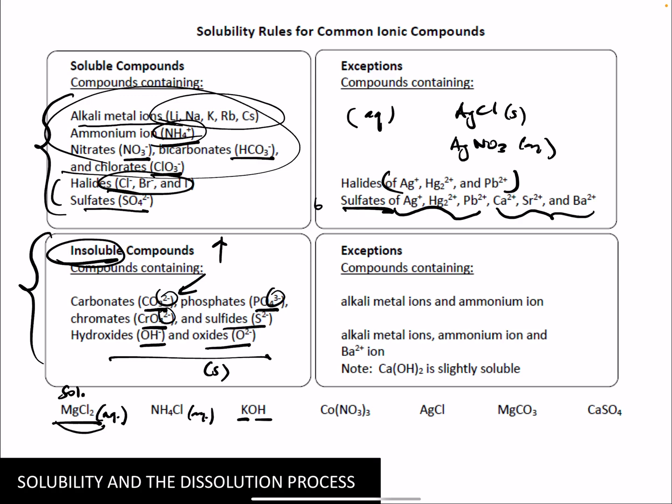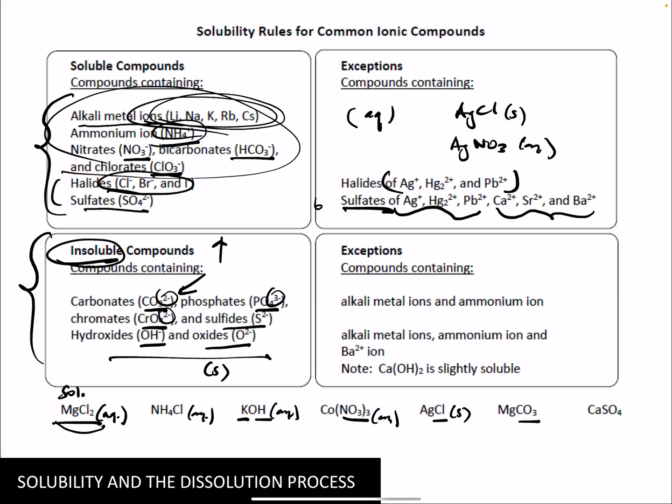Potassium hydroxide: as soon as you see potassium or any of the alkali metals, you know it'll be aqueous. It's here in this mess. Nitrates are always soluble. Halides are usually soluble with three exceptions, and they are silver, mercury, and lead. So this one is insoluble.